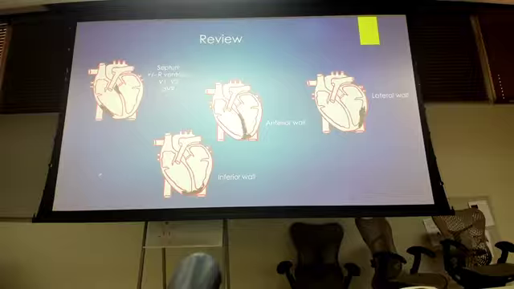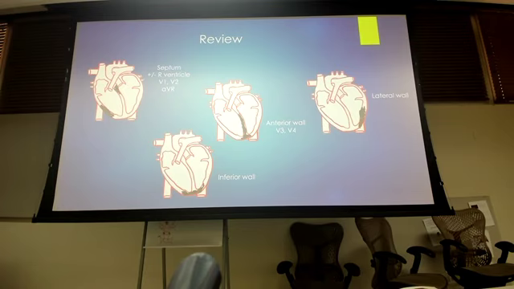What about our middle one? What is gonna tell us information about that anterior wall? The anterior wall will be V3 and V4. V3, V4. V3 and V4, very good.